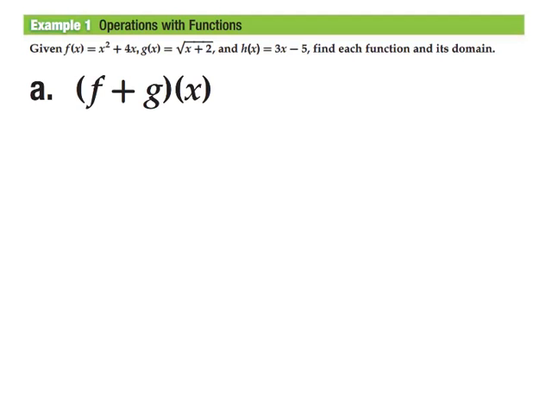Okay, it says given f of x equals x squared plus 4x, g of x equals root x plus 2, and h of x equals 3x minus 5. Find each function and its domain. The nice thing about this problem is that it's got multiple parts. So those instructions at the top will follow you through for the next like 3 or 4 examples. Okay, so the first part we're going to look at is finding f plus g of x.